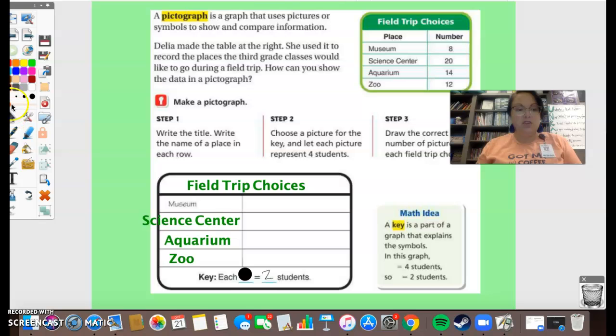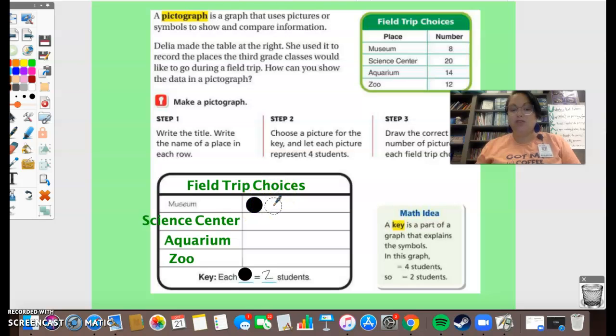So, to put that into practice, how many chose the museum? 4. So to get to 4 counting by 2s, we go 2, 4, 6, 8. Sorry, I dropped my finger. So we do 4 dots.